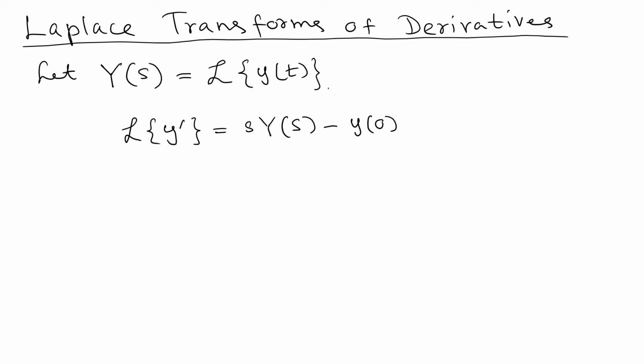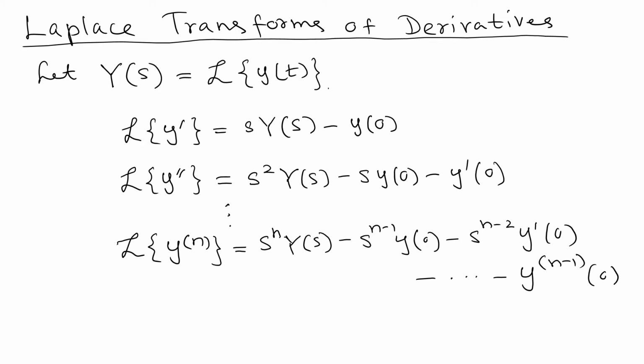For example, the first derivative. The Laplace transform of the first derivative is sY(s) - y(0). Only the first term has s, and everything else has a negative sign and is evaluated at 0. Only Y(s) appears in the first term. The second one is y'', which is equal to s^2 Y(s) - s y(0) - y'(0). You can see the first term has an s squared, everything else is negative and evaluated at 0, and the same pattern repeats.